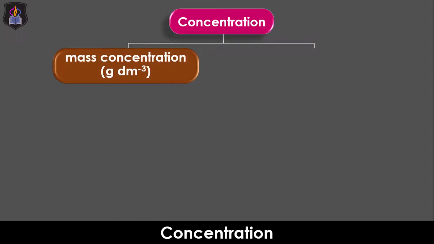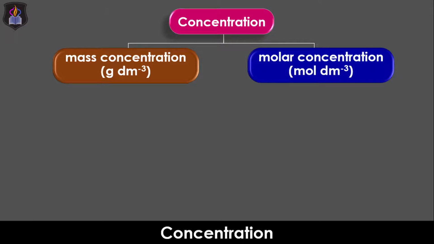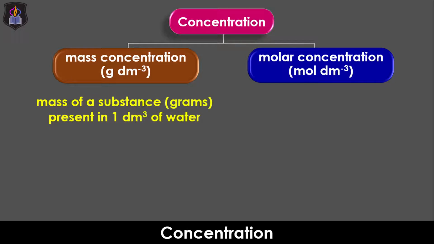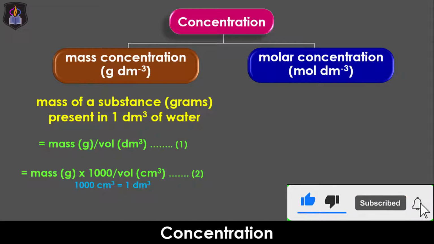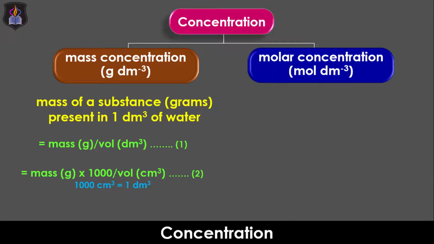solutions. There are two types of concentrations, namely mass concentration or concentration in grams per dm cube and molar concentration or concentration in moles per dm cube. Mass concentration is defined as the mass of a substance in grams present in 1 dm cube of water, and it is mathematically represented as mass in grams divided by volume in dm cube, or mass in grams times 1000 divided by volume in cm cube, given that 1000 cm cube equals 1 dm cube.